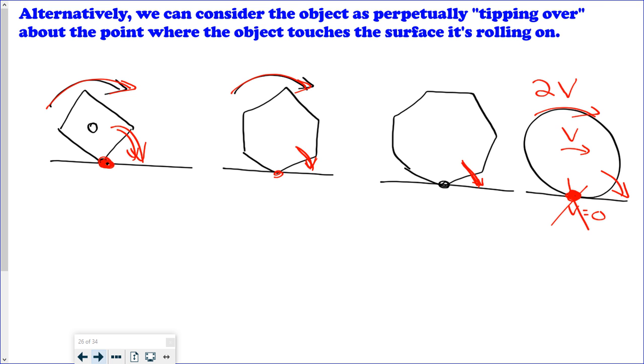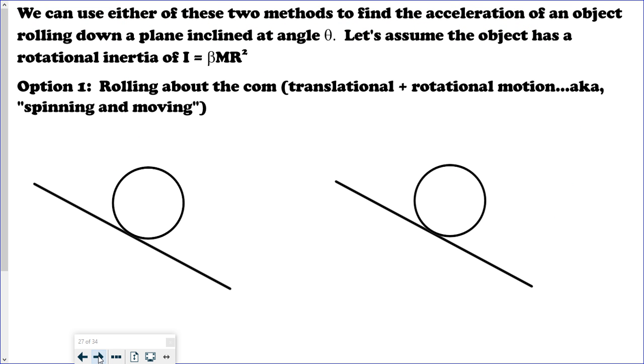So how do we use that to solve problems? Let's go back to that first method where we consider the center of mass. What we're going to do in these examples is find the acceleration of an object rolling down a plane inclined at an angle of theta. This angle here is going to be theta.